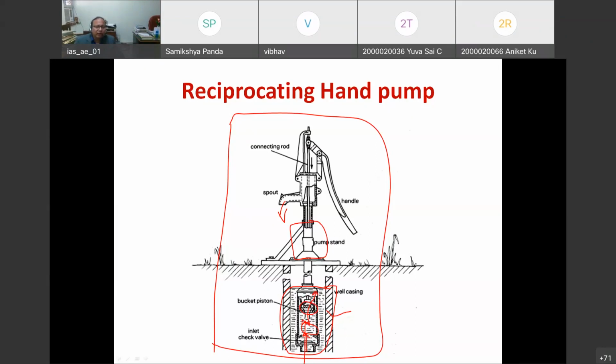So if such a scenario is there, we have to keep this cylinder below at a certain depth, so that less suction force will be required, and the water will not leave this space. Otherwise, with the help of this connecting rod, it will be difficult to take out water. So that's why we place this according to the water table.